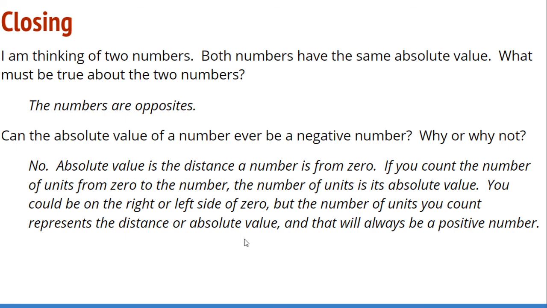When we use negatives and positives, we're talking about direction. What direction are we from 0? When we talk about absolute value, we talk about how far are we from 0.